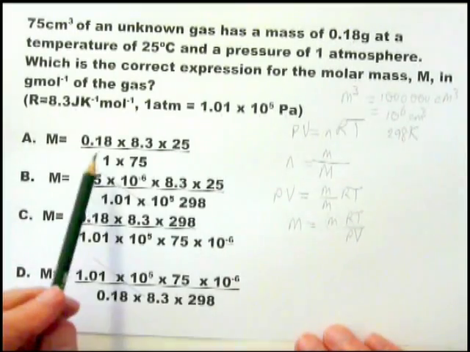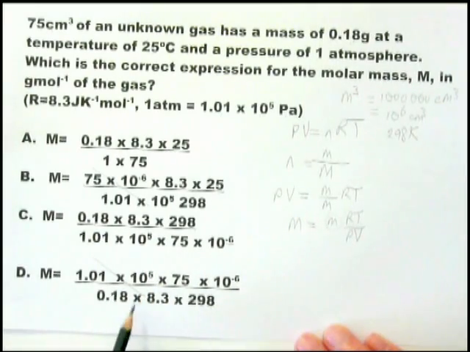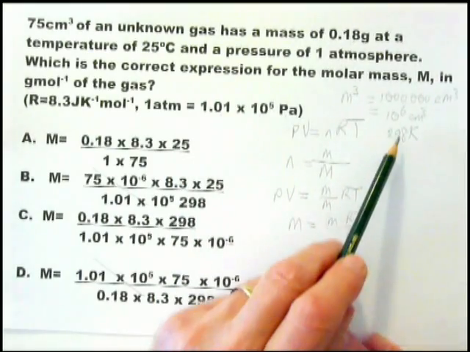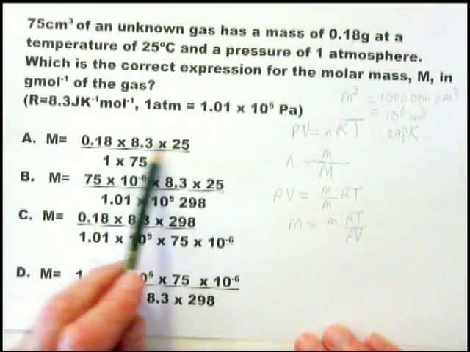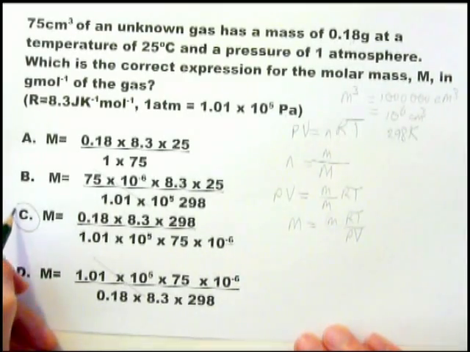And then we look at R. R is there, is there, is there, and is in the wrong place there anyway. So that doesn't help us. A and C have R in the right place. T, temperature, 298. We're looking for 298 on the top. 298. No. Yes. And therefore, this must be it.